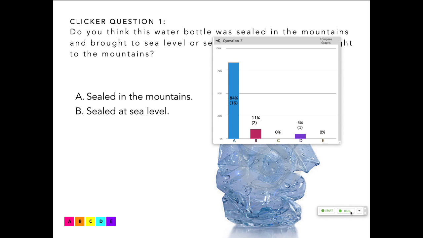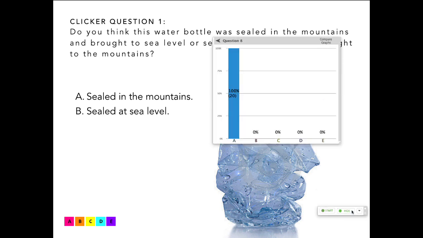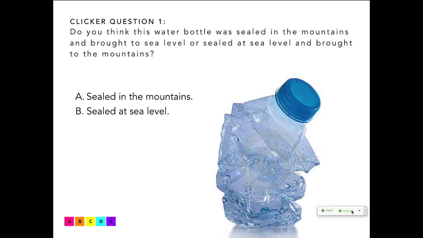Really, D. All right. Well, we mostly think this was sealed in the mountains. Please discuss. Yay! Very seldom that we get 100%. So this is a water bottle that you take up to the mountains. You seal it in the mountains, and then you drive back to San Diego, which is primarily at sea level, and it looks like this. Really? Okay. Yeah, you can do this experiment yourself.